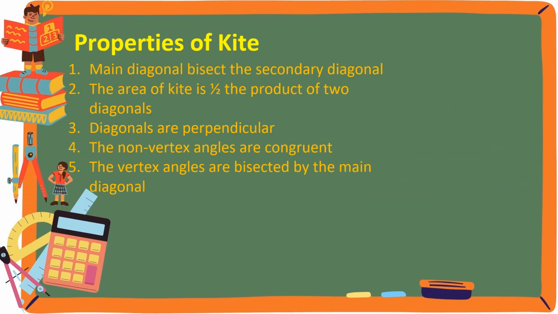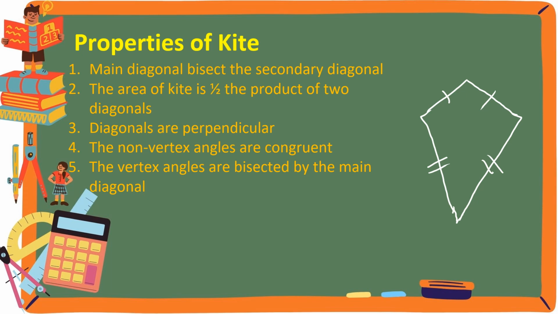Punta naman natin si Kite. So, ito maraming property si Kite. So, drawing muna natin. Si Kite ay meron siyang two pairs ng adjacent congruent na side. Adjacent, katabi. Congruent, equal. So, ano po yun? So, itong nasa taas at saka itong nasa baba.